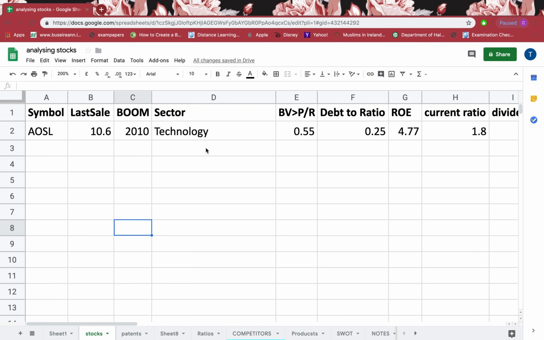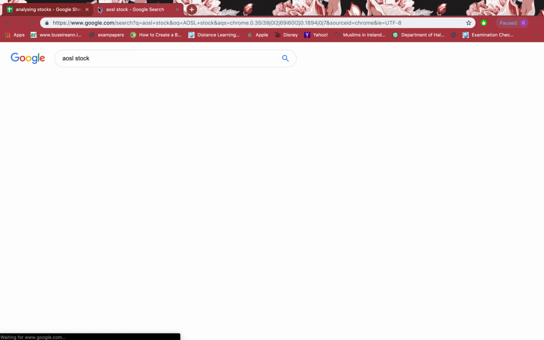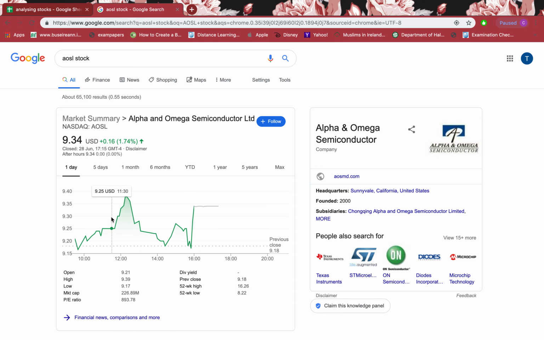In this tutorial, I'll be teaching you AOSL. I'll copy the symbol and paste it, and write stock beside it. The information on the left is from Google and on the right is from Wikipedia or whatever. And you can see the name of the firm.